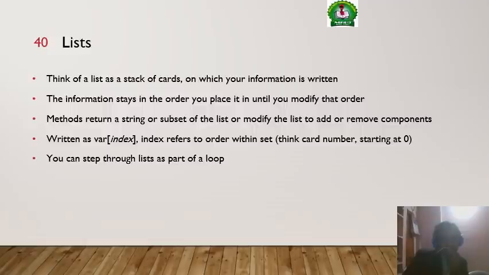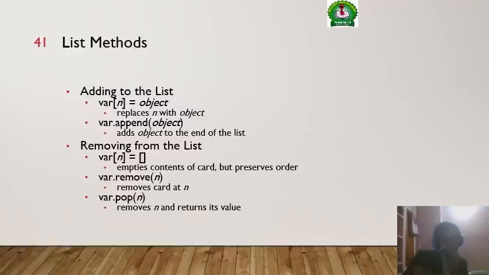Methods return string subsets, to modify and remove components, and you can step through the list of methods. For a list variable, n is equal to an object, and variable dot append appends the object at the end of the list.